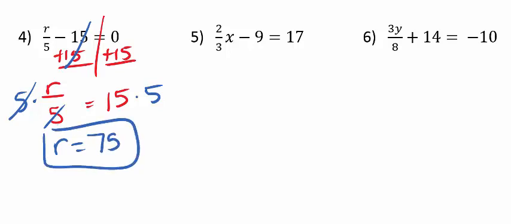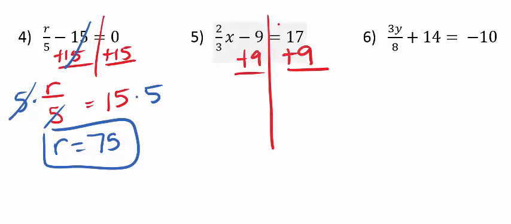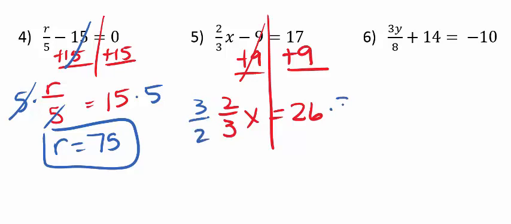In number 5, we're going to go ahead and add 9 to both sides first. Minus 9 plus 9 goes away, and we bring down 2/3 x equal to, and then 17 plus 9 is 26. Now we're going to need to multiply both sides by the reciprocal of 2/3. The reciprocal is 3/2. This 2 and this 2 divide out, this 3 and this 3 divide out, and we get x alone.